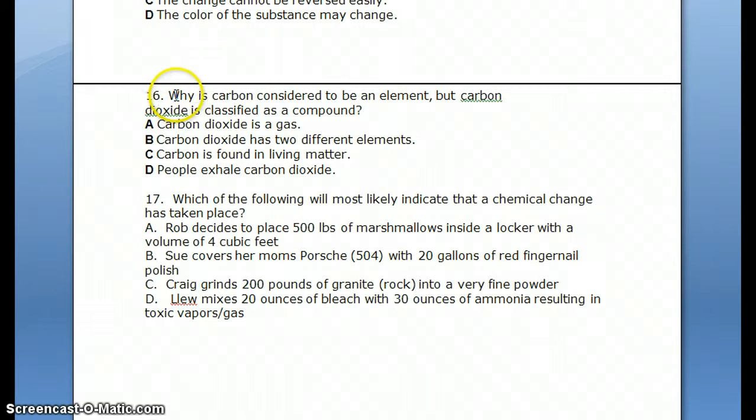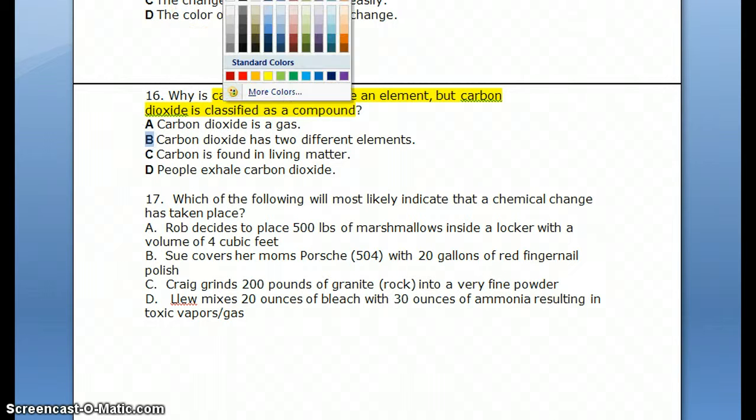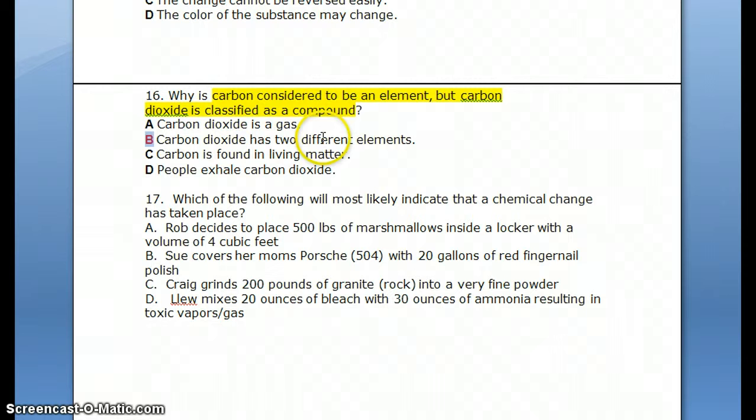Number 16. Why is carbon considered an element, but carbon dioxide a compound? Well, because carbon dioxide is made up of 2 different elements. It's made up of carbon and oxygen, whereas carbon is just one type of atom.